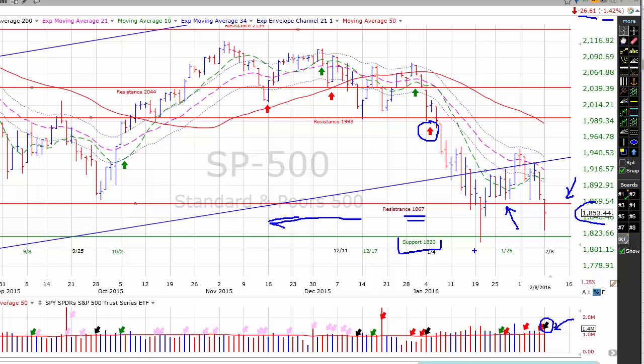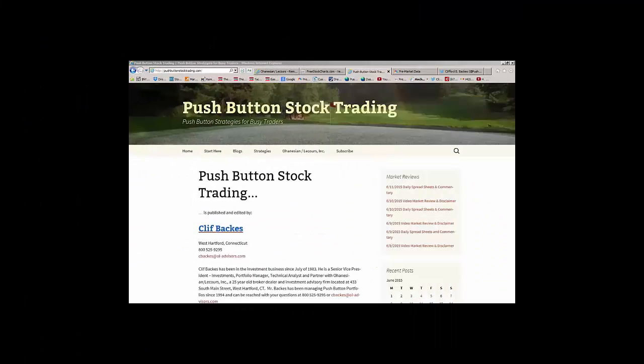This is a squirrely market. It's a market that's having trouble finding a bottom. Be careful. That's about all I have for today.